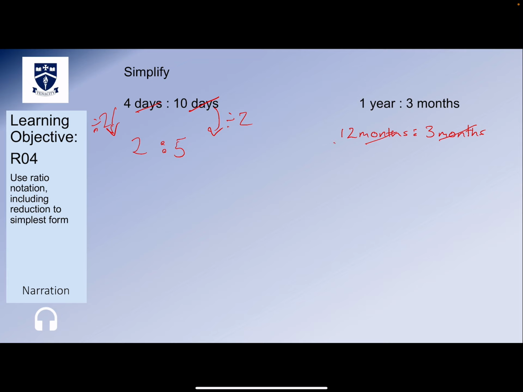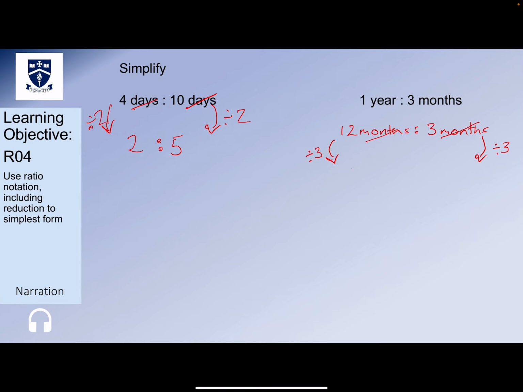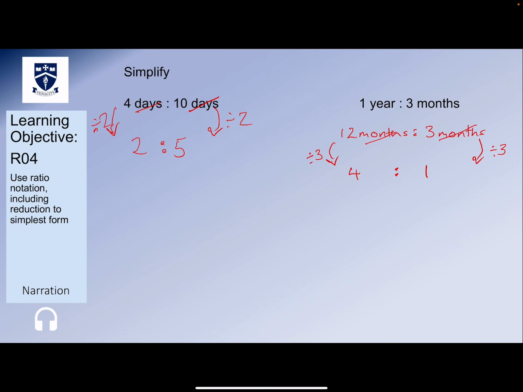Well, I hope you've spotted, it is 3. So I would be dividing by 3 and dividing by 3. When I divide that by 3, I get 4. If I divide that one by 3, I get 1. So make sure when you see questions with units, the key is to make sure that you have the same units in each part of the ratio. And then you can actually start working with it.